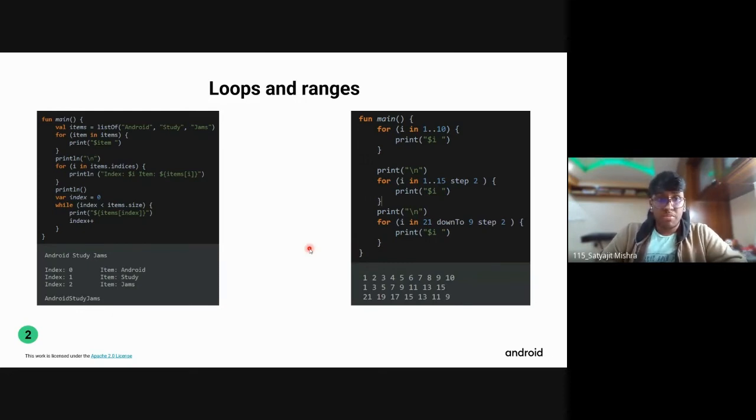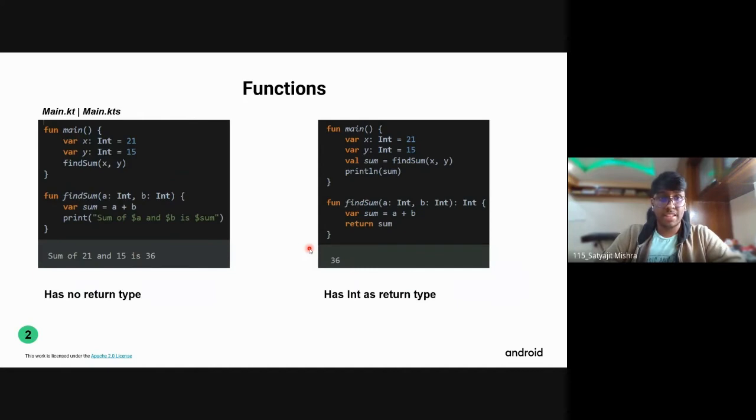So this was the basics of how to use loops and ranges in Kotlin. Going over to the next slide. When you save a Kotlin file, it will always be saved with an extension of .kt or .kts. And here, let us learn about how we can implement functions in Kotlin.